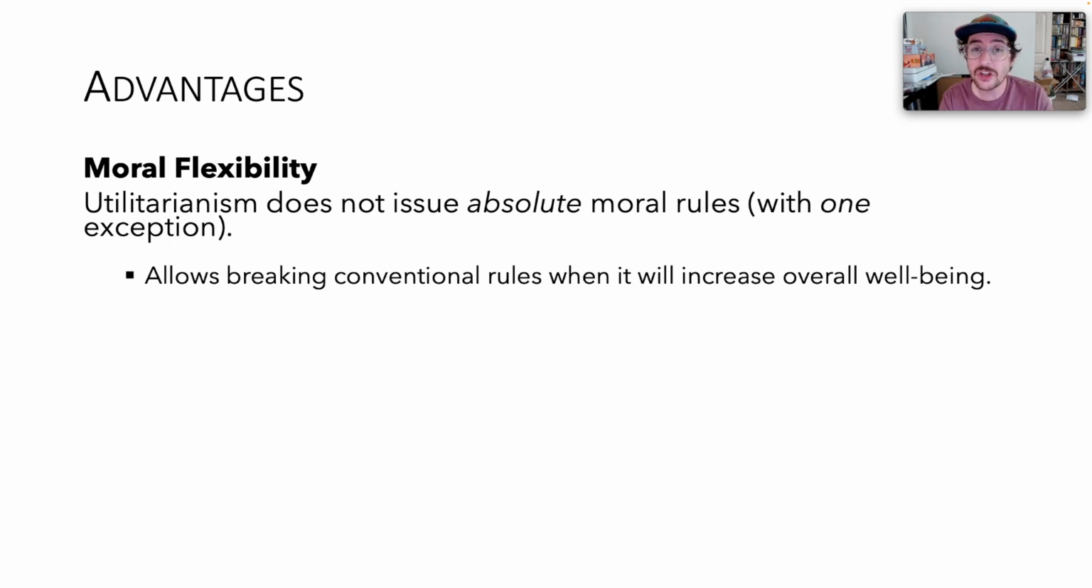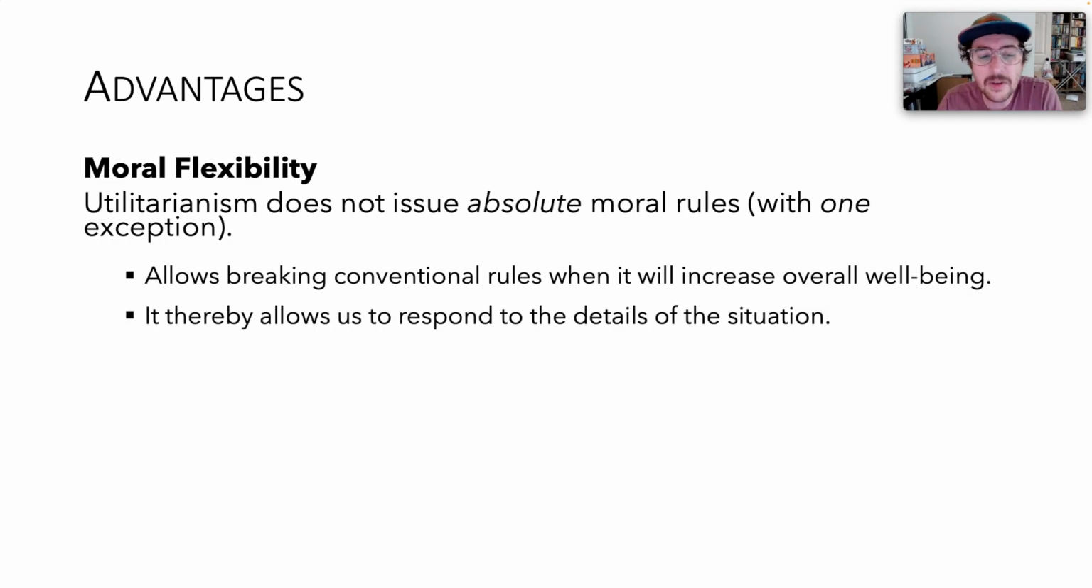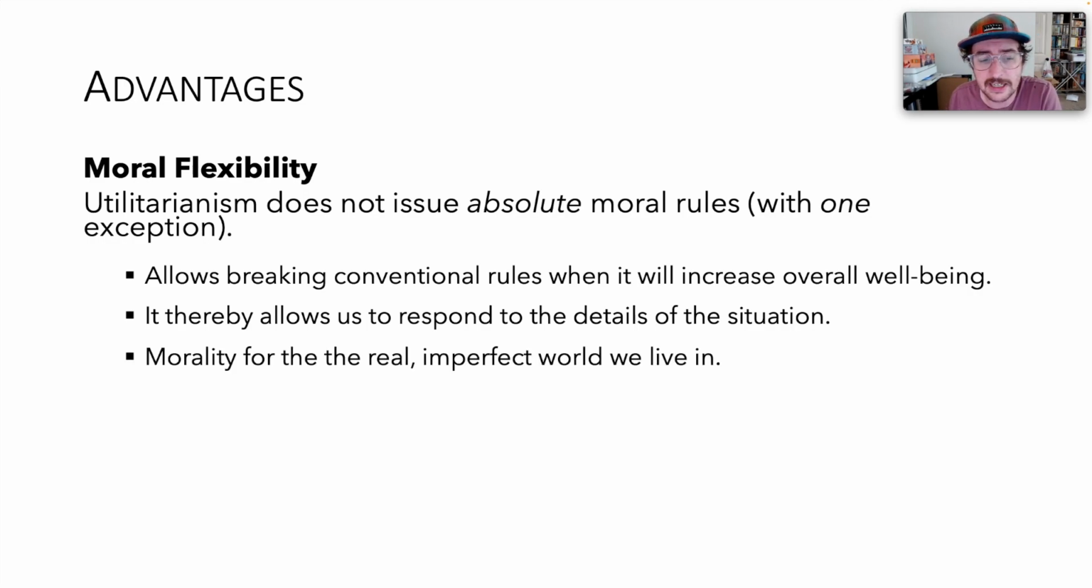And so in that situation, the utilitarian will say, well, now there's an exception, since really what matters is not that you're lying. What matters is whether you're maximizing well-being. And in this scenario, it just turns out that by breaking this conventional rule, you actually maximize well-being better. And so in that case, the right thing to do would be to lie. There's an exception in this scenario. Now, it thereby allows us to respond to the details of the situation. We should be able to treat different situations differently depending on those details, is the idea.